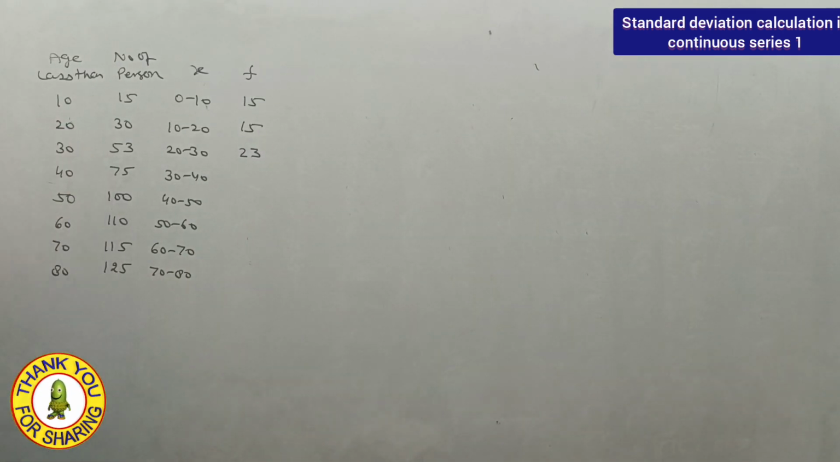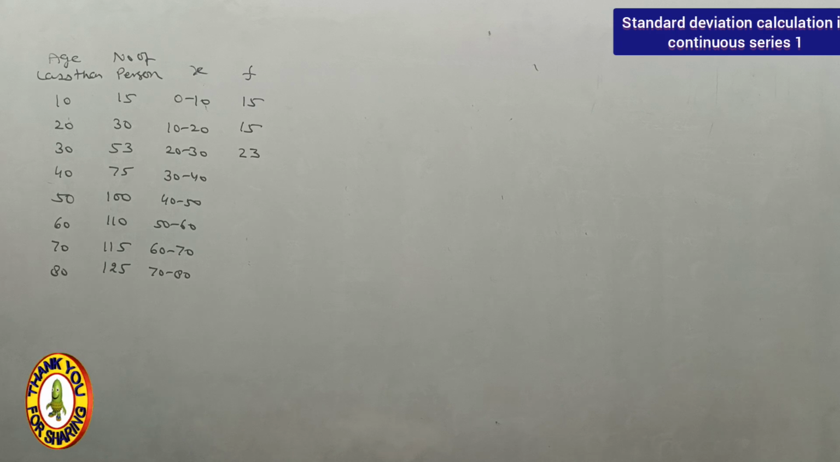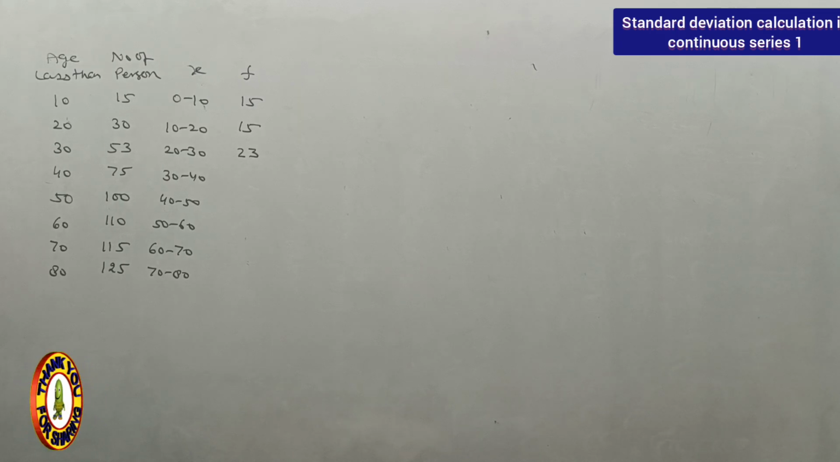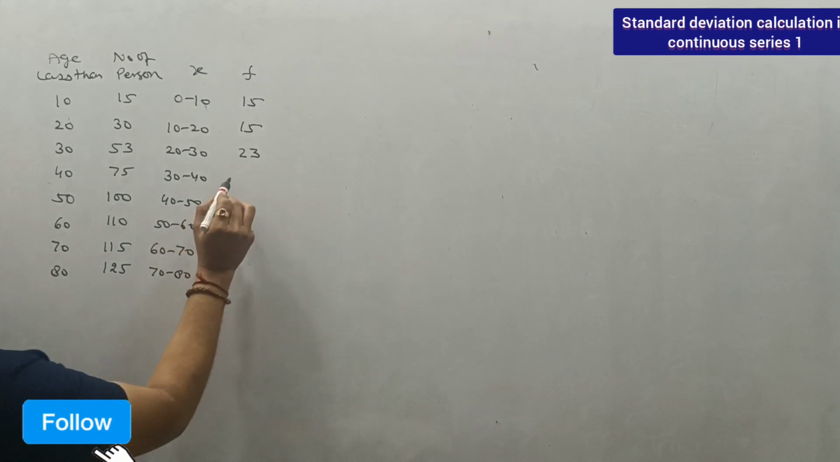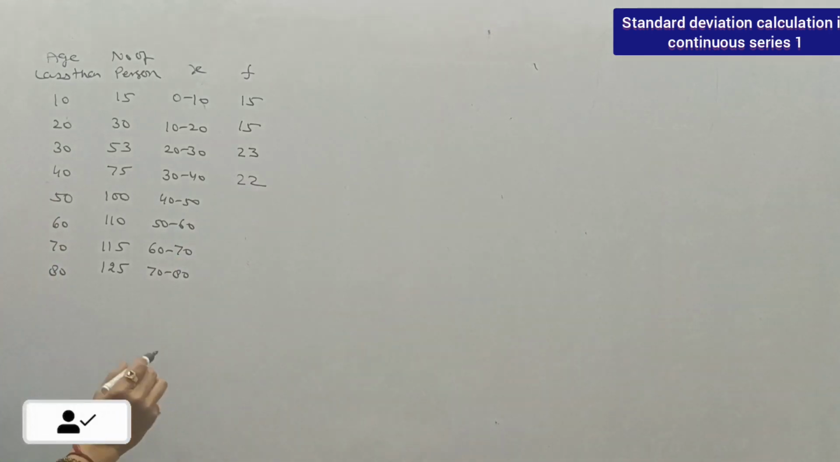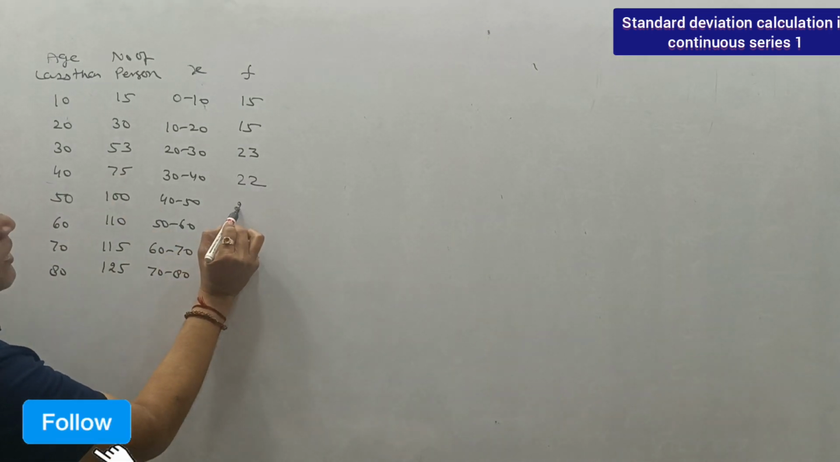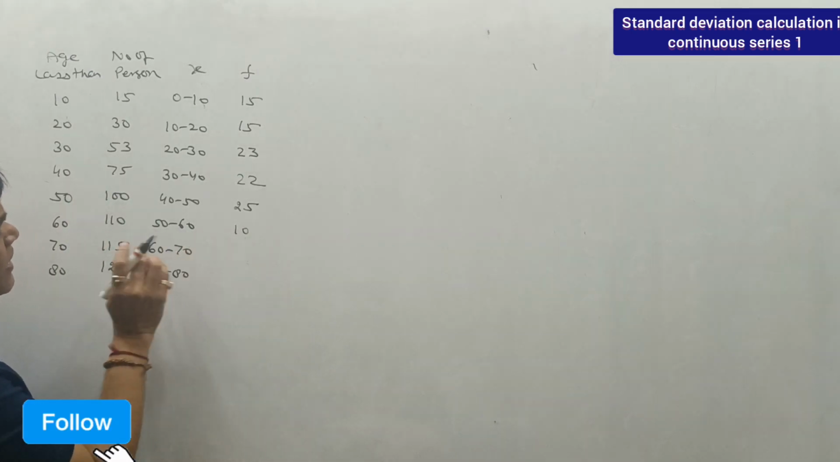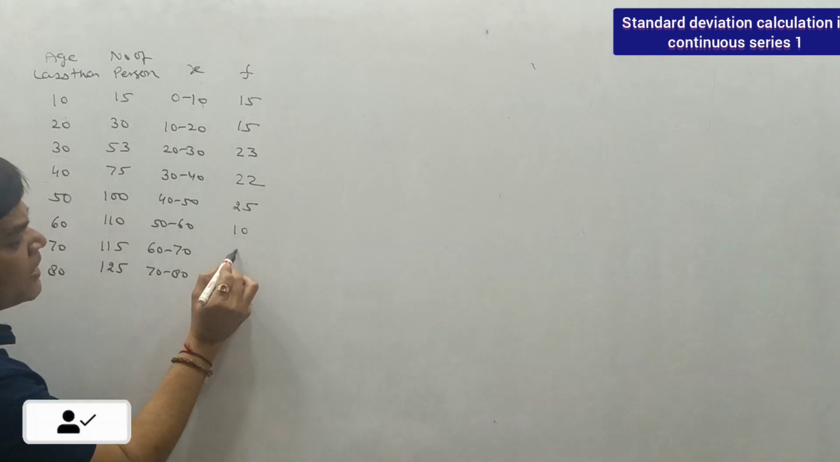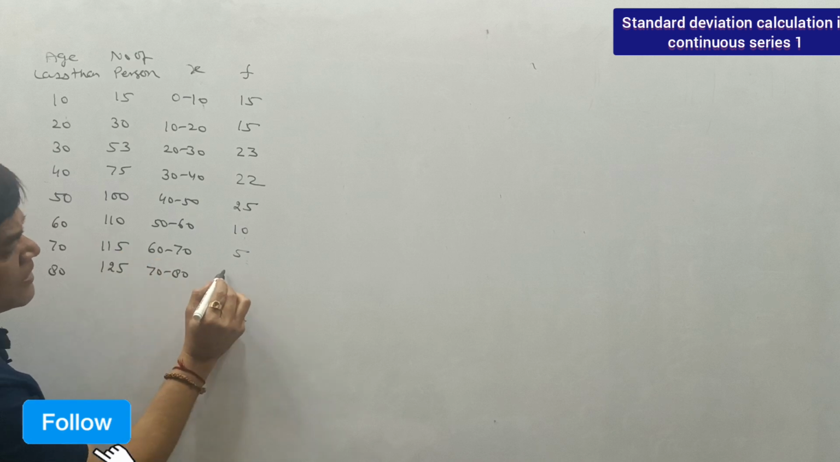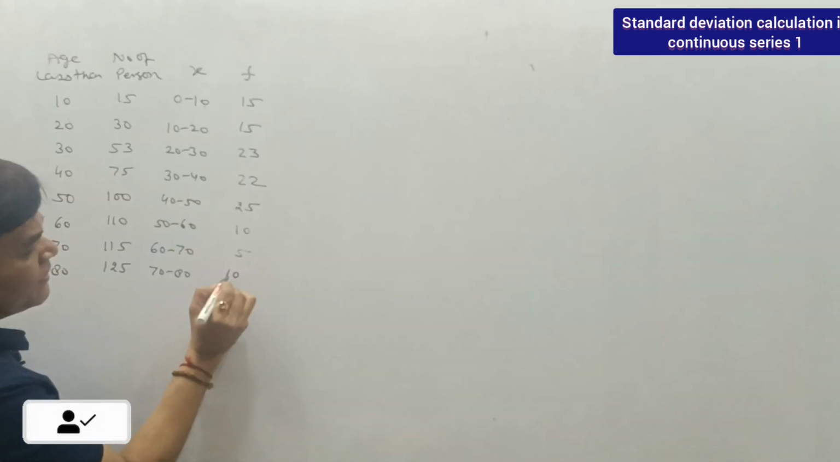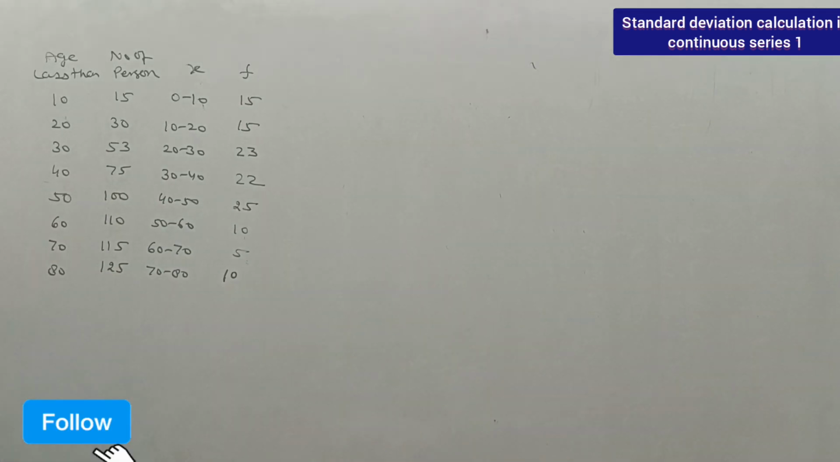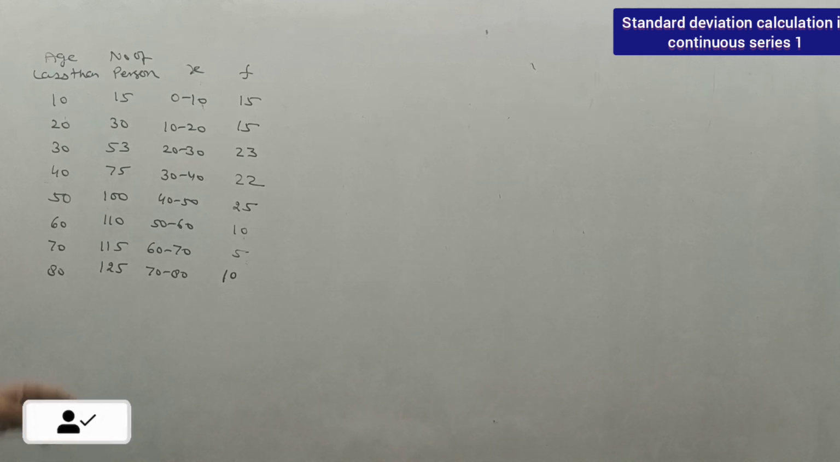Similarly, 75 minus 53 gives 22. 100 minus 75 gives 25. 110 minus 100 gives 10. 115 minus 110 gives 5, and this may also be 10. So now we get the continuous series form.